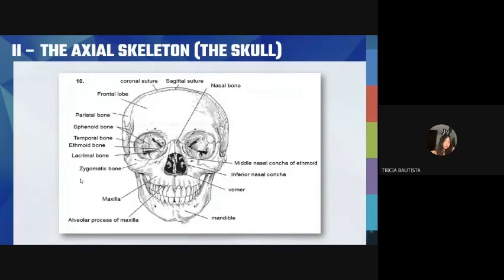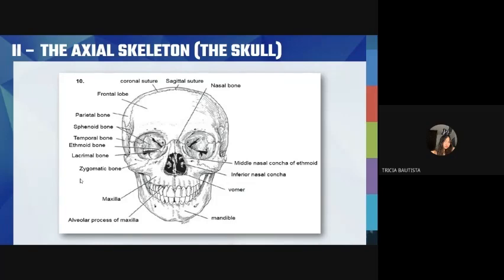Next is the actual skeletal or the skull identification. At the top part of the skull, we have the sagittal suture and coronal suture. Next is the frontal bone, which is located in the forehead. Parietal bone is on the side of the skull, and sphenoid bone is located inside the opening of the skull, in our eye sockets.